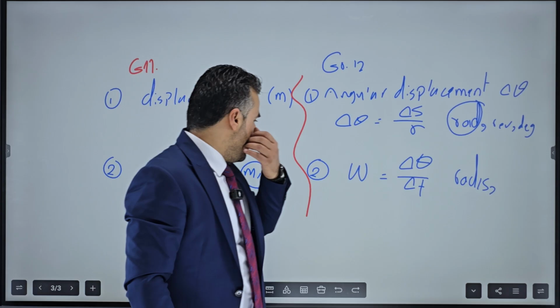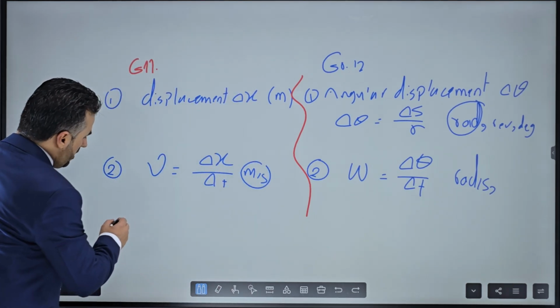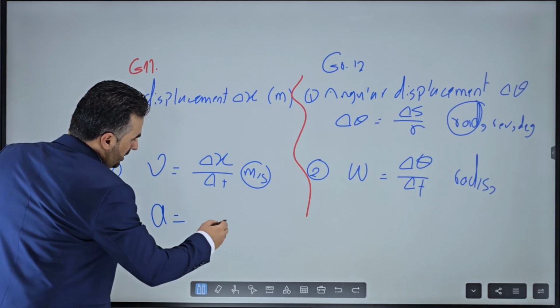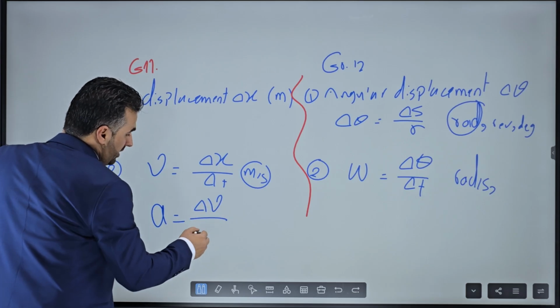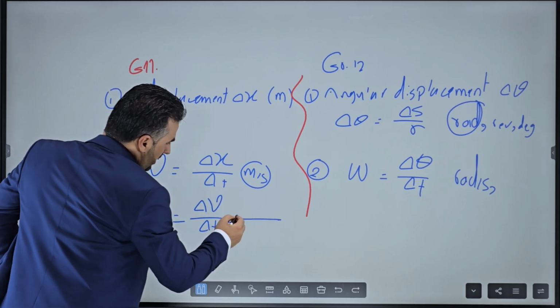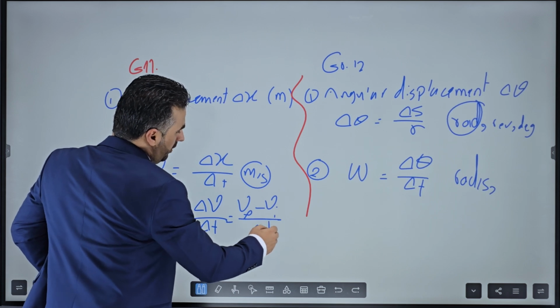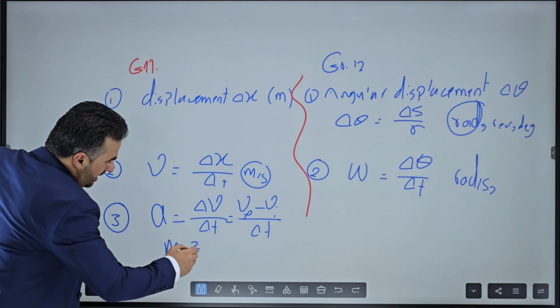But this is the unit that you have to use in calculation. And then the third thing that we said last year, we had acceleration, which can be found by, let's say, using the change in velocity divided by the time. If you don't have the change, you can say V final minus V initial over delta T. Well done. Acceleration was measured in meter per second squared.